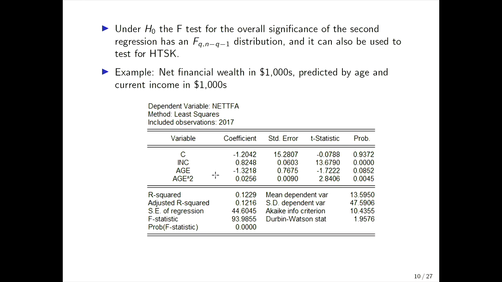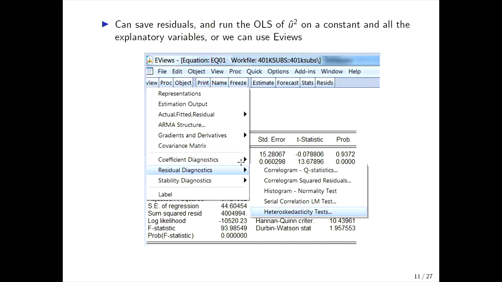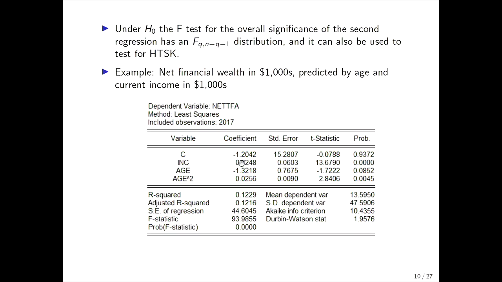When you estimate a linear regression model in EViews, it doesn't automatically save the residuals. You have to ask it to save the OLS residuals to give you a permanent copy. So you can save the OLS residuals by going Proc, Make Residual Series, and giving it a name. And then at step 2, you run the OLS regression of the squared residuals on a constant and the variables that you've chosen as your x's. So you can go through that two-step procedure if you want to.